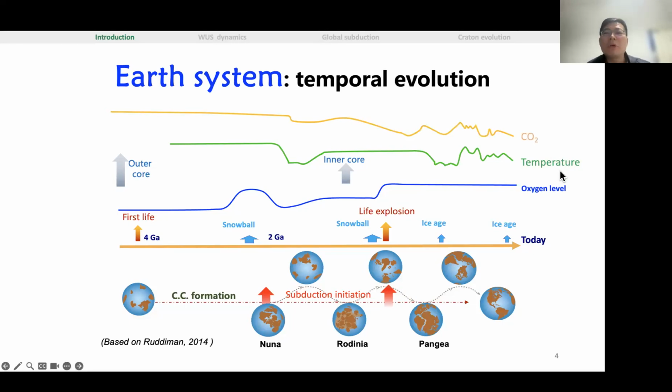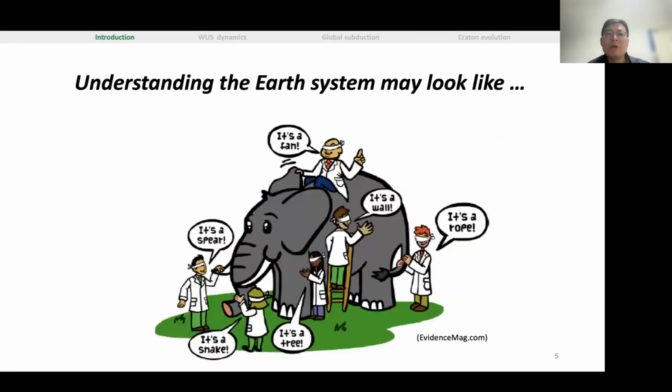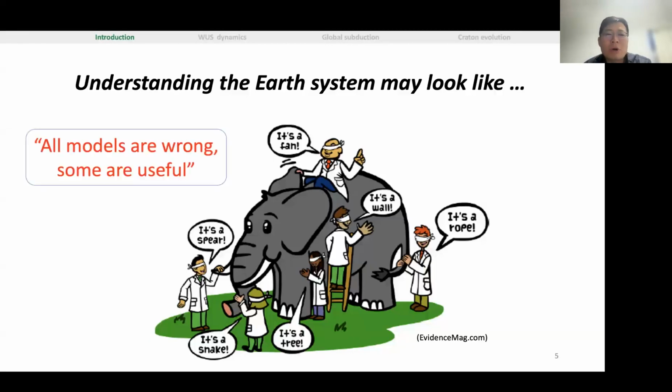So far, the whole point here is showing that the Earth system is a highly multi-dimensional, multi-variable, very complicated system, right? So to understand this system apparently is not an easy job. To some extent, you can see that understanding the Earth system may look like a blind man touching an elephant. And many people use this example. And also many people use this famous quote, our models are wrong, some are useful, right?